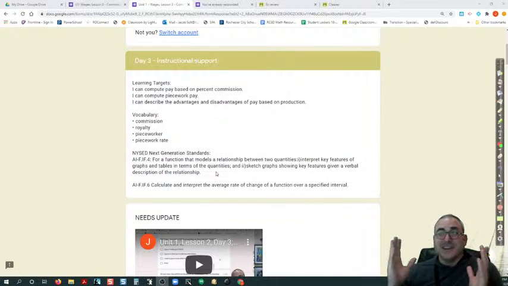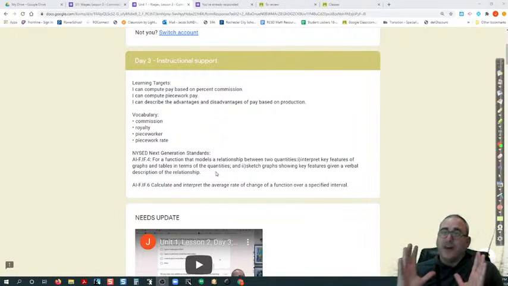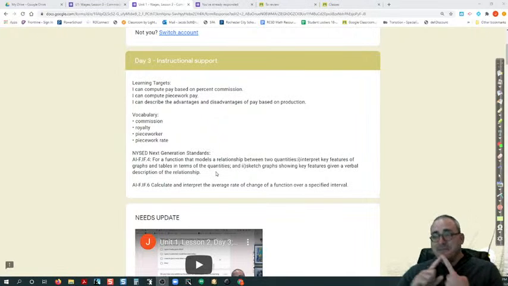Okay, so learning targets. Learning target number 1. After you complete all the modules attached to this lesson, you should be able to say that I can compute pay based on percent commissions, that you can compute piecework pay, and that you can describe the advantages and the disadvantages of pay based on production.